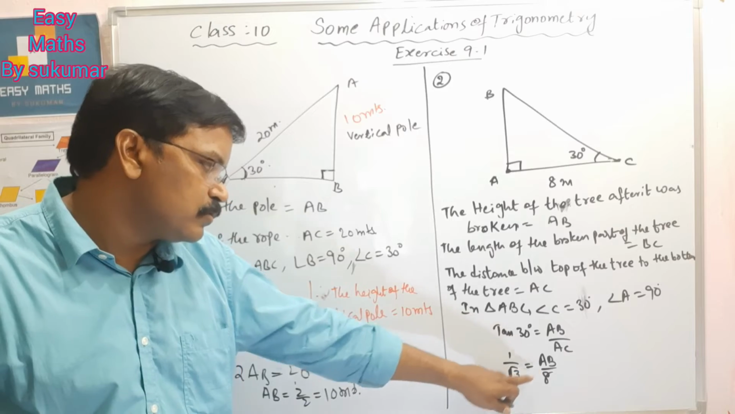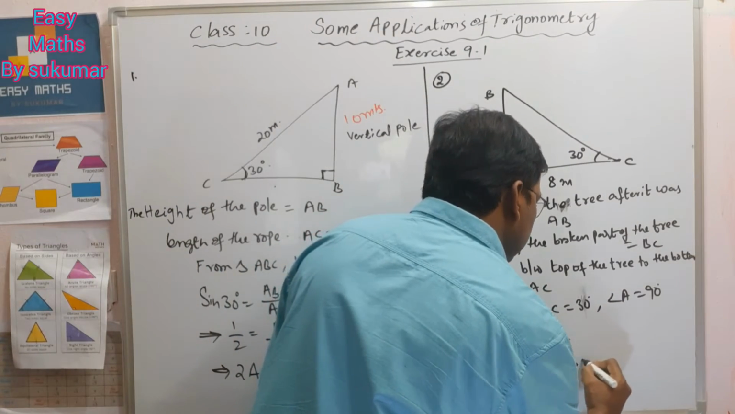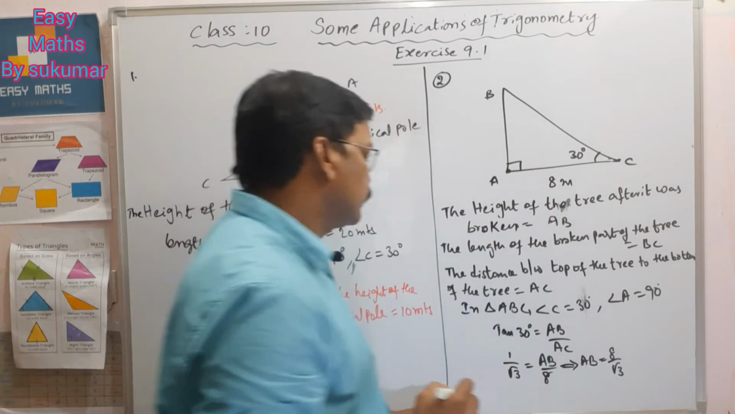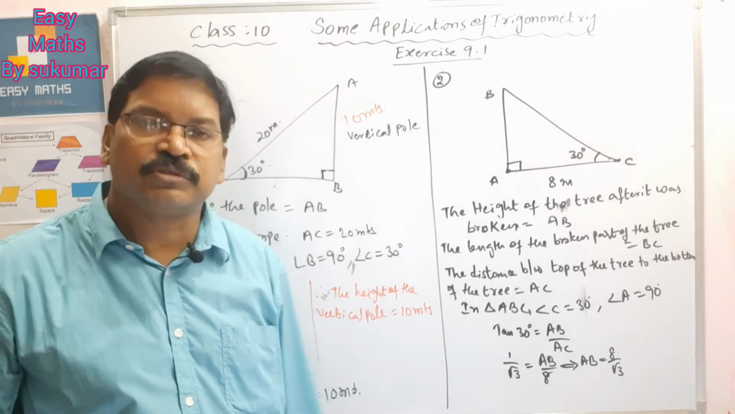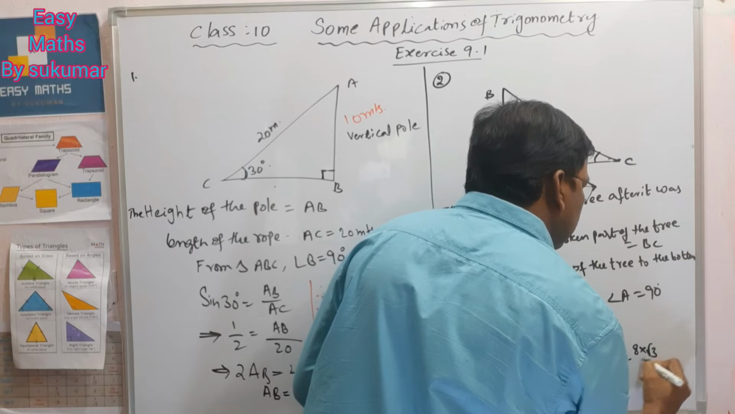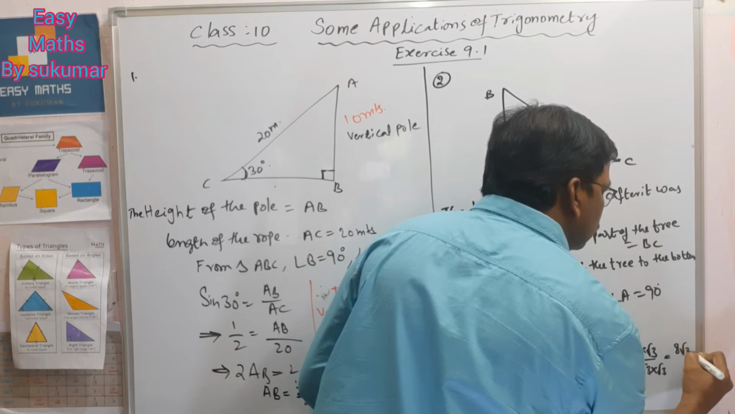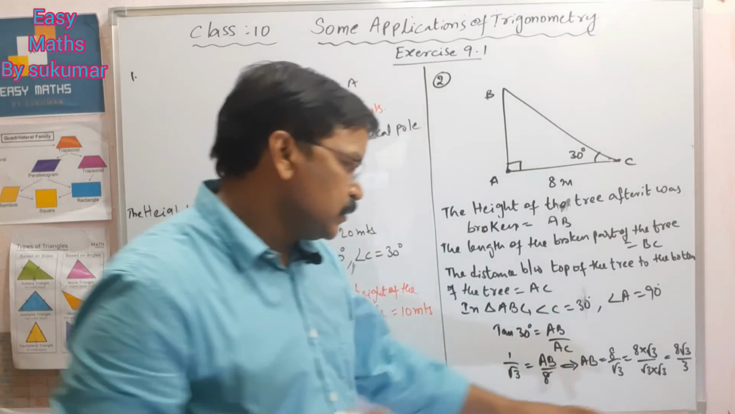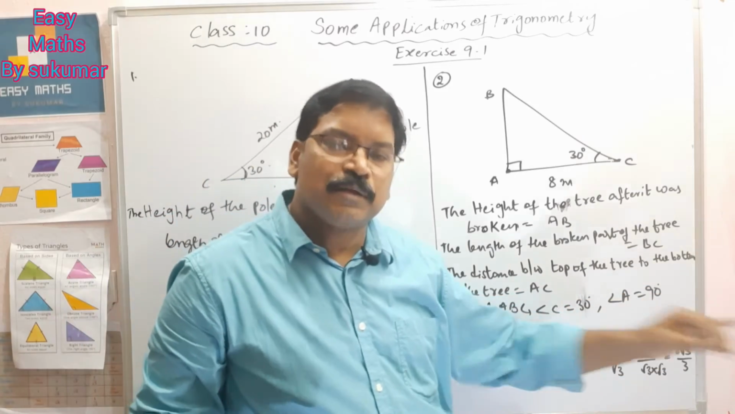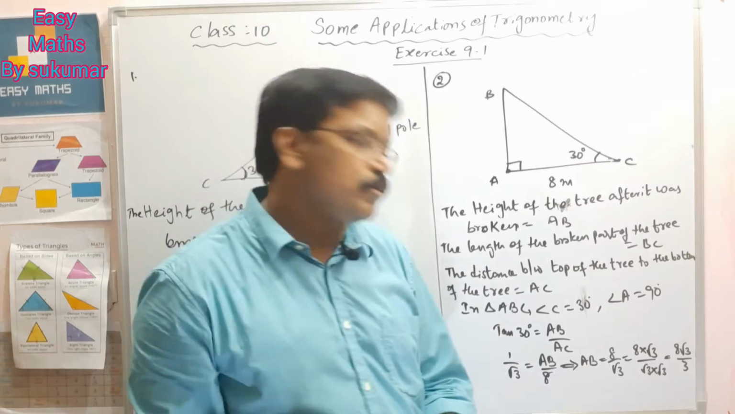AB is unknown, AC is 8. By cross multiplication, AB is equal to 8 by root 3. 8 into 1, 8 by root 3. So this is equal to 8 into root 3 by root 3 into root 3. This is 8 into root 3 by 3. So I rationalize the denominator here. That means I multiplied root 3 with numerator and denominator, right?